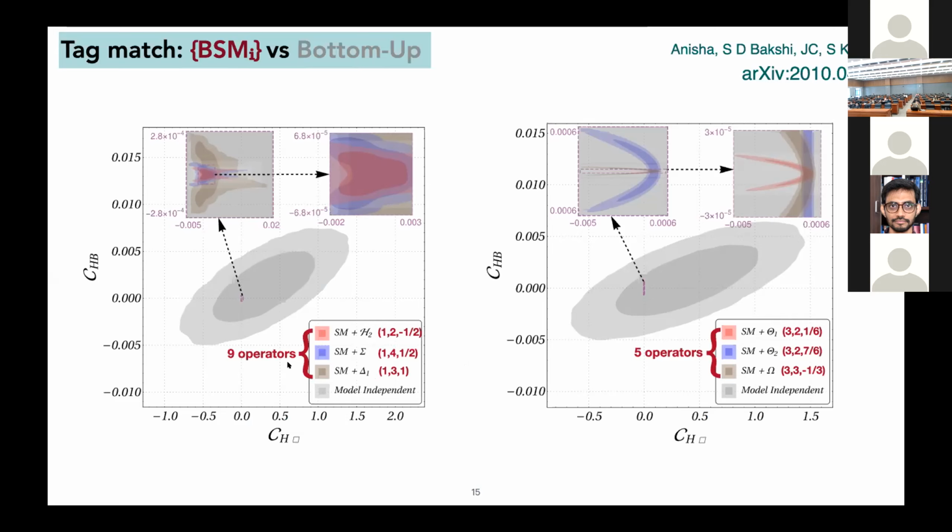From the bottom up approach, if you consider these 9 operators to be independent, you get this gray ellipse after fitting all the electroweak precision observables and the Higgs signal strength. But once you know that all these models are at the UV scale and you integrate them out, the Wilson coefficients are actually functions of the model parameters. So instead of 9, those 9 operators will be dependent on these 3 parameters.